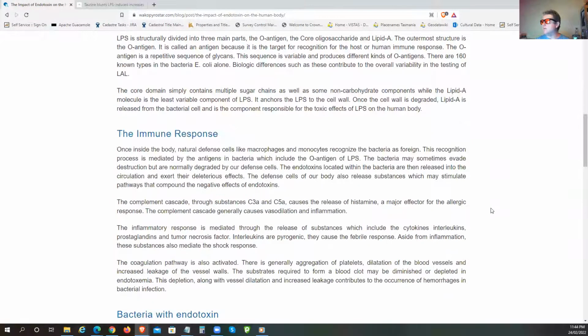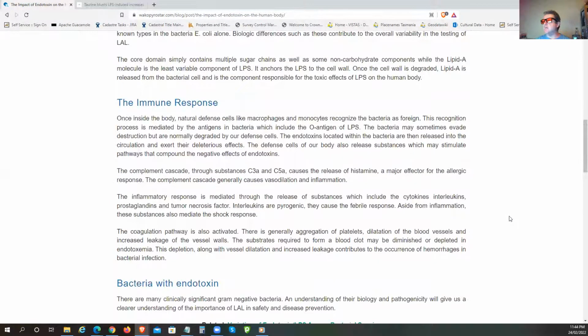So we'll read that part here. Once inside the body, natural defense cells like macrophages and monocytes recognize the bacteria as foreign. This recognition process is mediated by antigens on the bacteria, which include the O antigen of LPS. Bacteria may sometimes evade destruction, but are normally degraded by our defense cells. The endotoxins located within the bacteria are then released into the circulation and exert their deleterious effect. So basically, when our immune system attacks them, this endotoxin gets released.